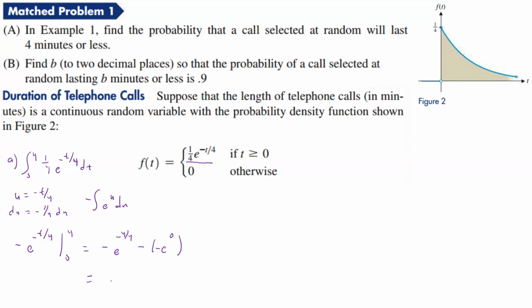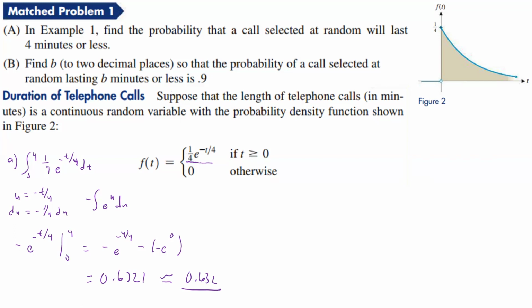and this is going to be negative e to the negative 1. Typing all that into our calculator, it's going to give us a negative e to the negative 1 minus a minus 1. And so we get 0.6321, and we'll probably round that to 3 decimal places, 0.632. That's what we'll do. So that's going to be the probability the call selected at random will last 4 minutes or less.